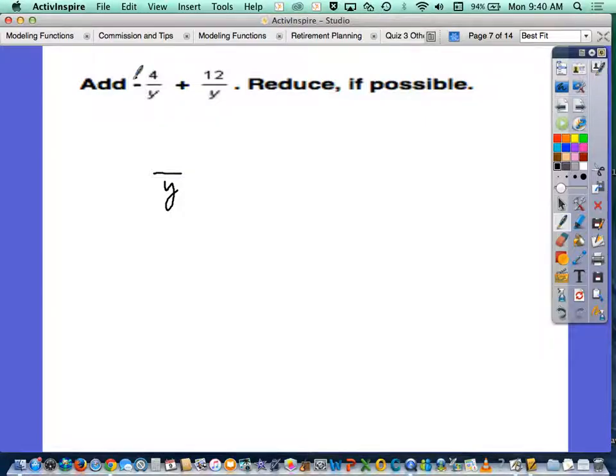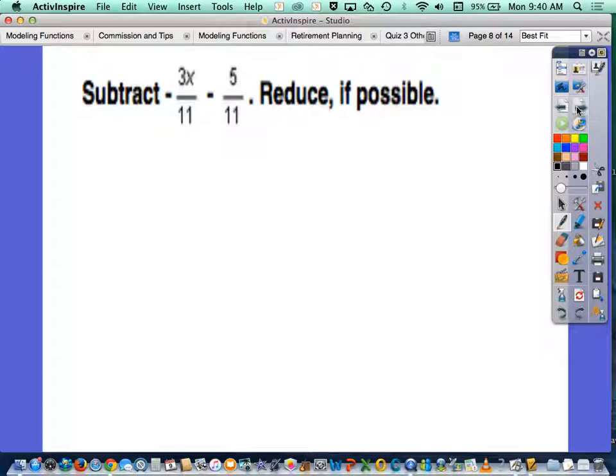So you're going to need to add negative 4 with positive 12. That's 8. 8 divided by y. The denominator is y because it was the common denominator. When you're adding fractions and the denominator is the same, you add the numerators and the denominator remains the same. Are the denominators the same here? Yes, the denominators are the same.